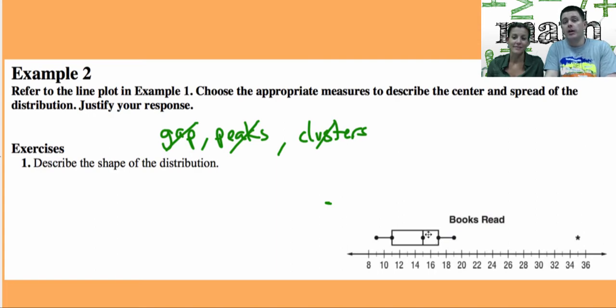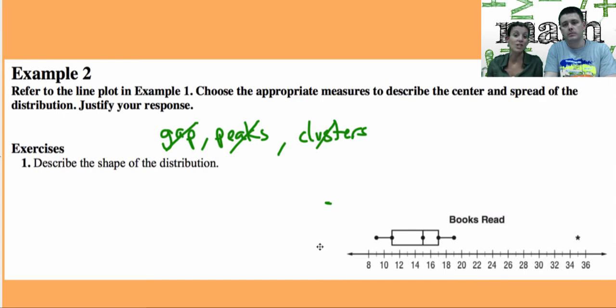You could also say our interquartile range. Remember, the difference between the first and third quartile would be 6. And then you could talk about the 25%. When talking about the quartiles, you could definitely include that. The 25% between 15 and 17 is definitely more close together than the bottom half of the data.